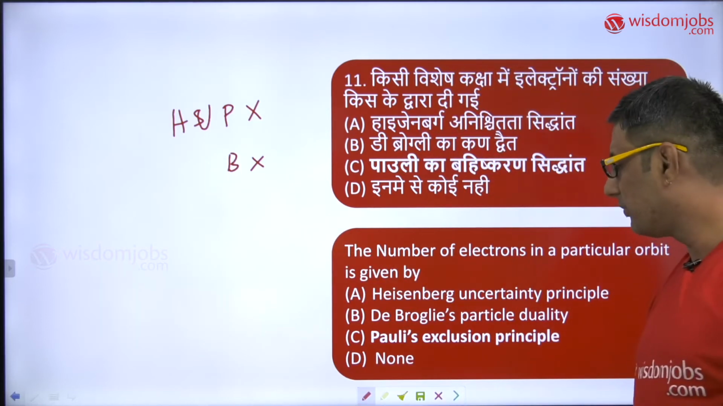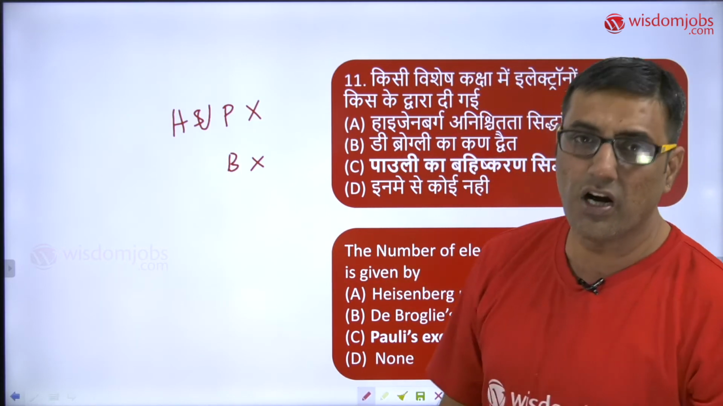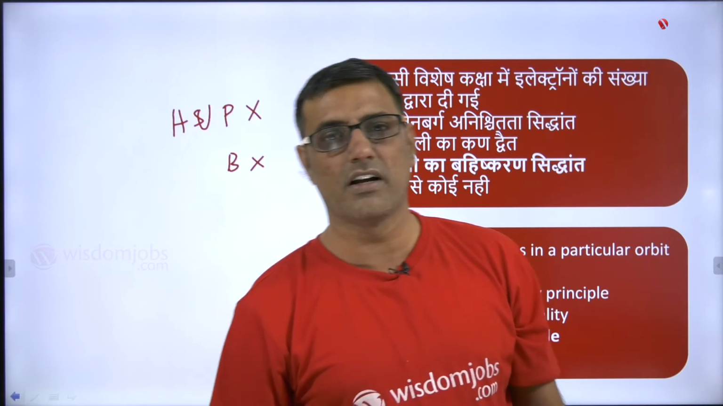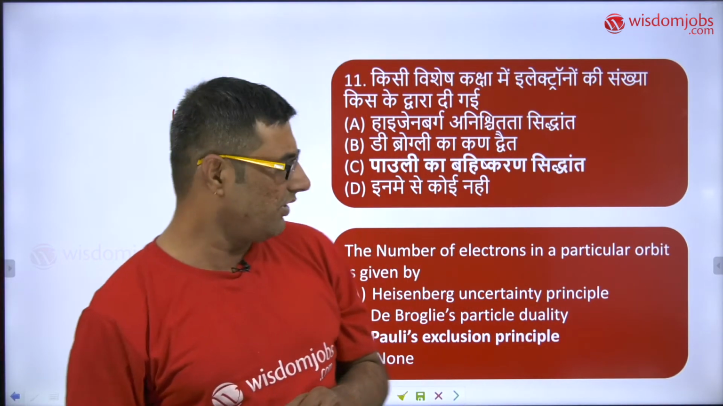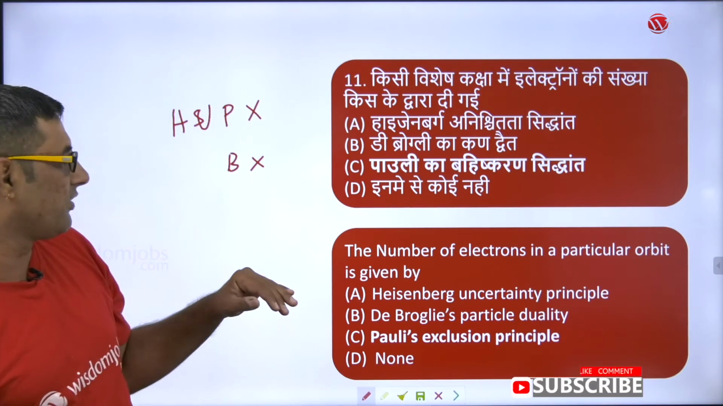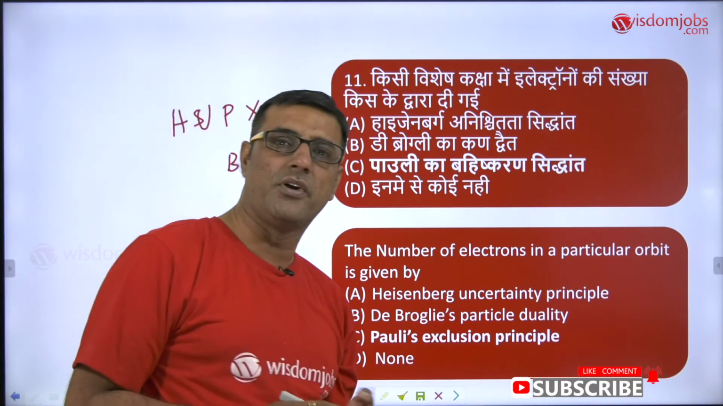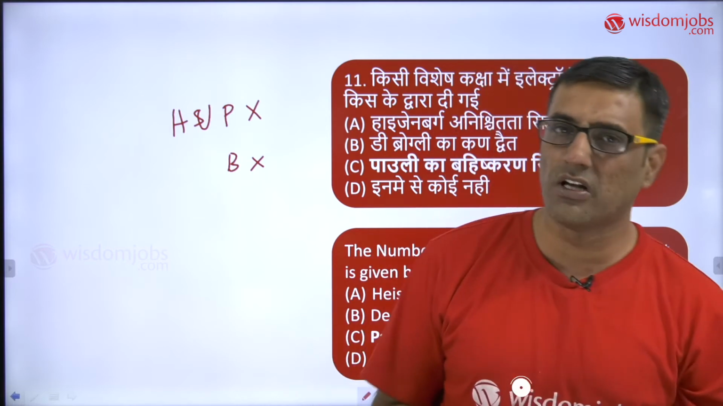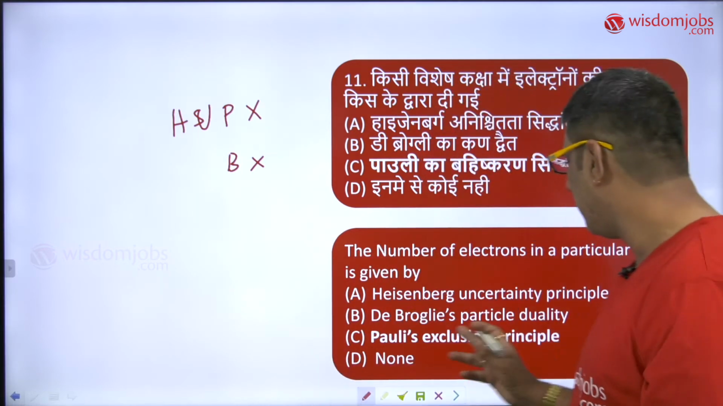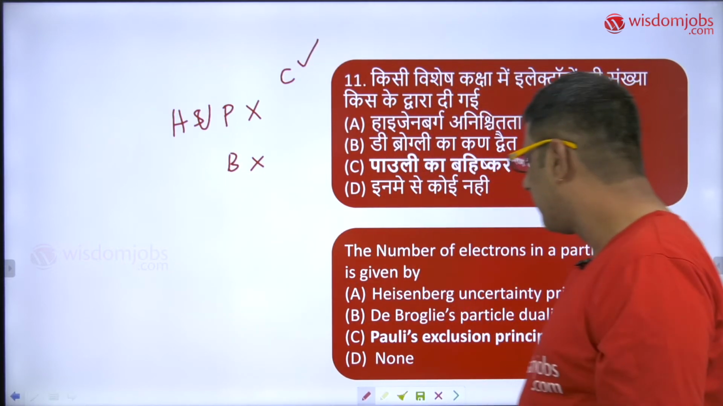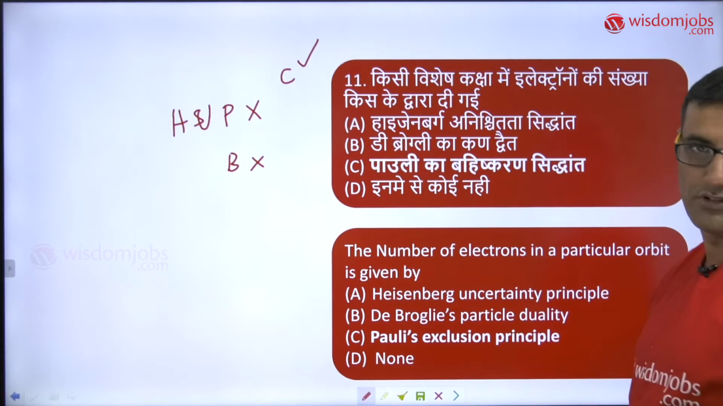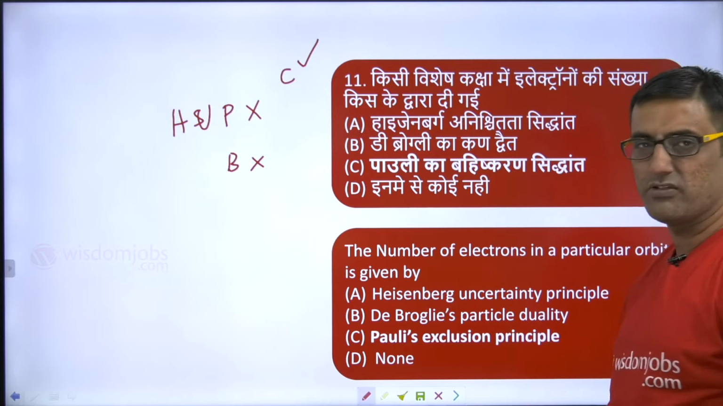Now coming to Pauli's exclusion principle. Pauli's exclusion principle says that no two electrons have the same set of quantum numbers. So it applies to a particular orbit, and it definitely deals with the number of electrons present. So C is our correct option. Option C is the perfect match for the given question. So the correct option for this question is option C.